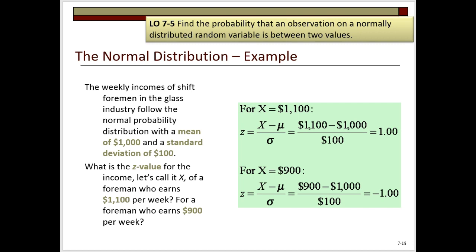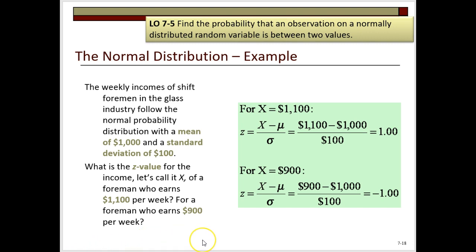So in this problem statement, the variable of interest x is 1,100, the population mean mu is 1,000, and the population standard deviation is 100. Substituting these numbers into the z-score formula, we get a z-value of plus 1.0.